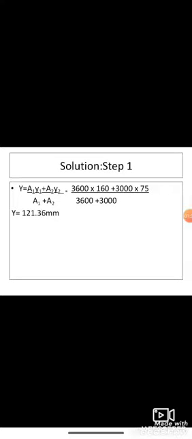So using the moment of area formula, y is equal to A1 Y1 plus A2 Y2 divided by A1 plus A2. Substitute the value, we get y is equal to 121.36 mm. Next, step 2, we have to find moment of inertia.